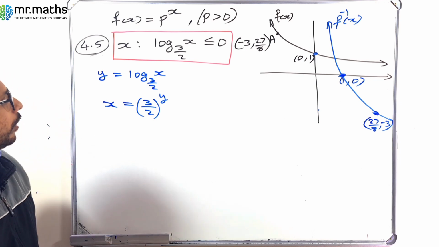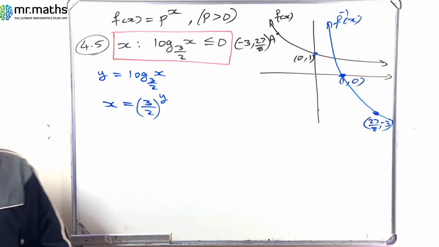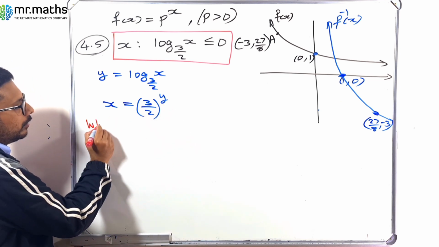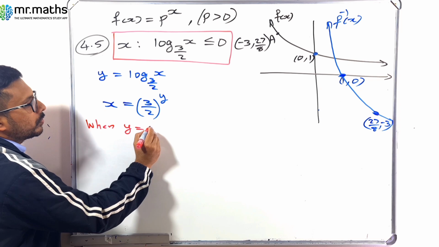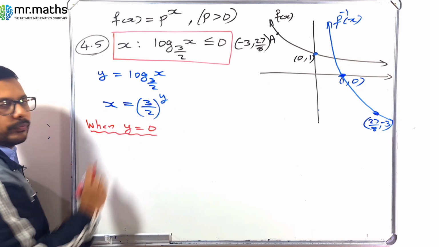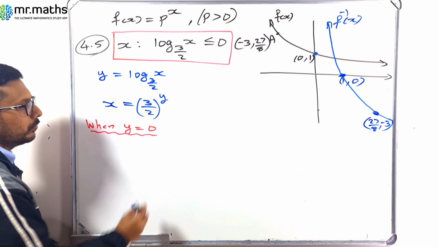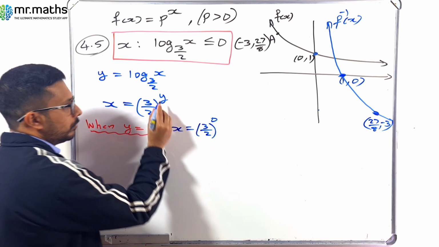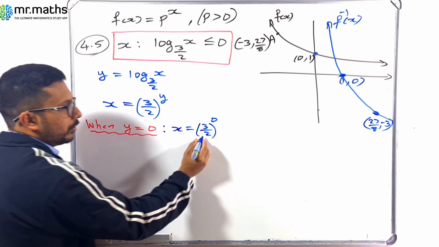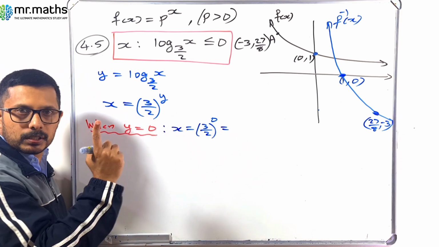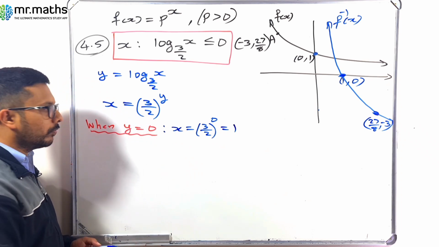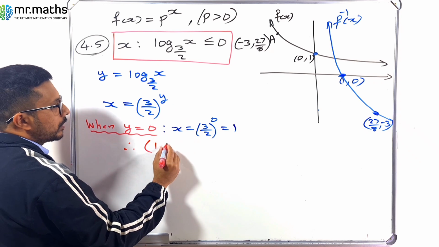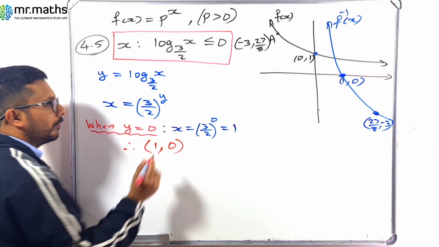Okay, now let me explain something, then after that we will come to the answer. When y is equal to 0, if I substitute the value of y as 0, what is the x value? X is equal to 3 over 2 raised to y, with y as 0. 3 over 2 raised to 0. Any number raised to 0 is 1. So what is the coordinate? Therefore the coordinate is: x value is 1 and the y value is 0. I substitute the value of y as 0.